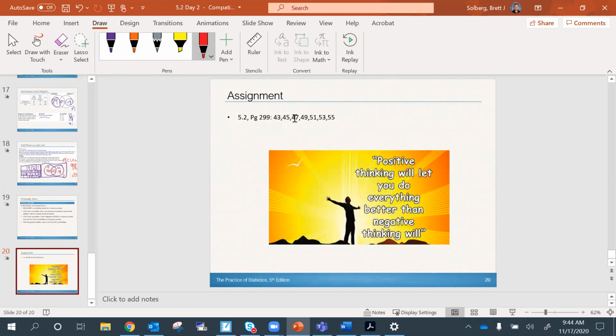Not a whole lot of problems, right? And notice that they're all odd, which means you can check your work in the back of the textbook when you're done. But notice the emphasis there needs to be check your work. Don't go there and just peeking for answers you won't learn. And then thought of the day, positive thinking will let you do everything better than negative thinking will. So try to stay positive out there.